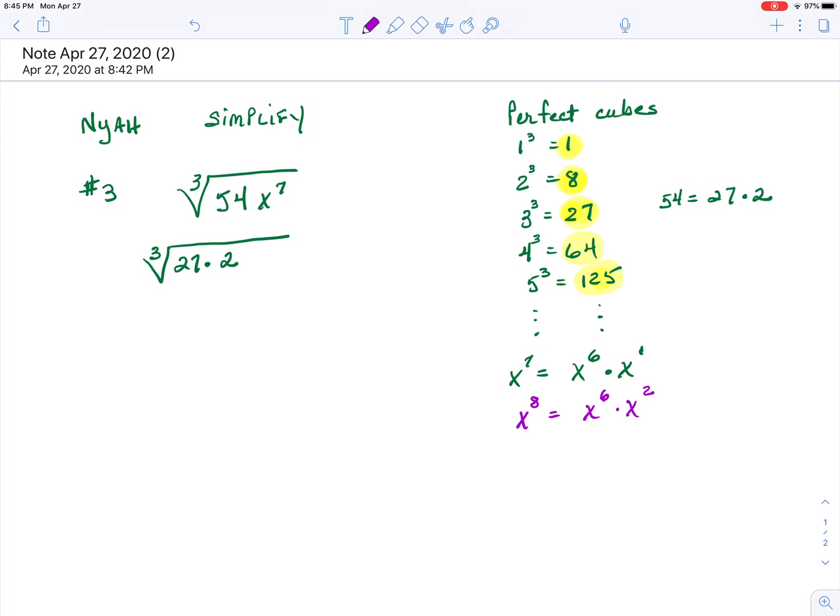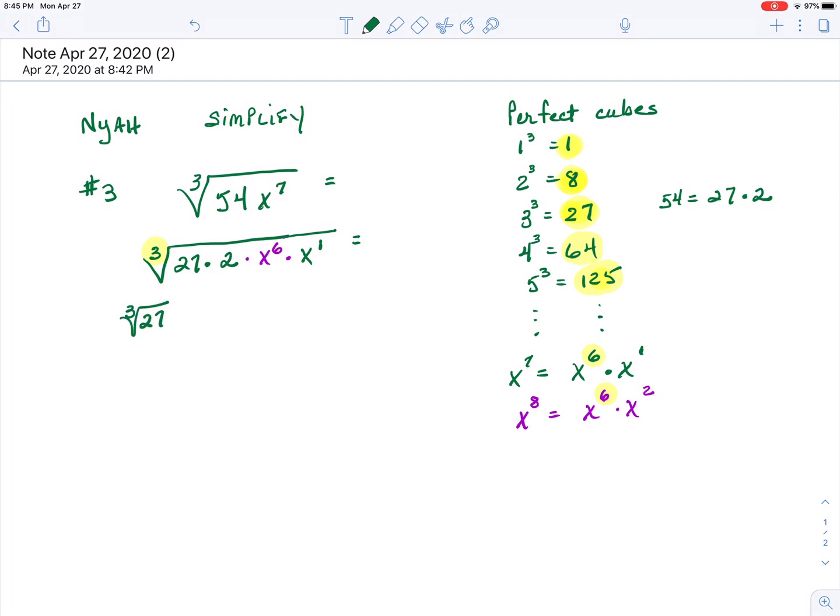So you're always going to want to look for bringing this exponent on the variable down to something that is divisible by the index, which of course in this case is 3. So I'm going to split the x to the 7th into x to the 6th times x to the 1st. And that looks a little messy, so let me see if I can straighten that out. There. So that still accounts for x to the 7th, and it still accounts for 54. So as you work through this, you don't have to write all of this down, but I usually do.